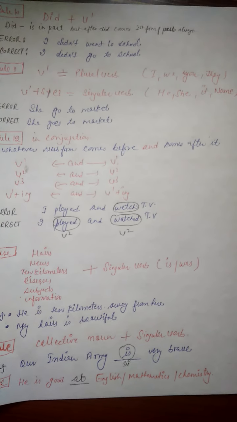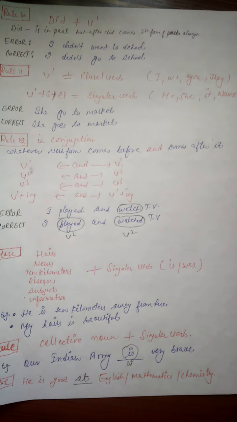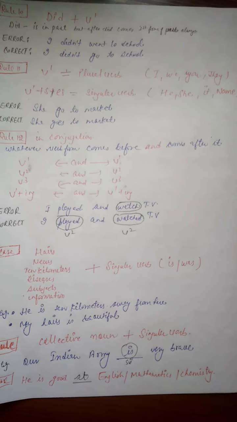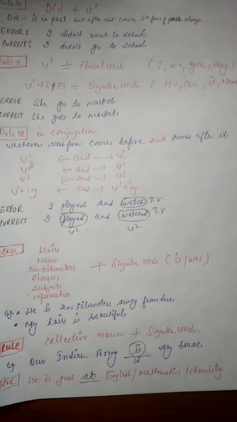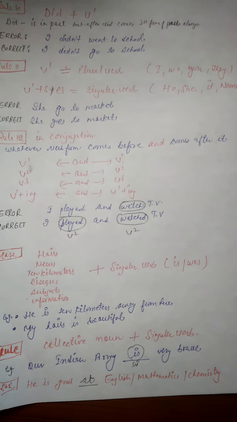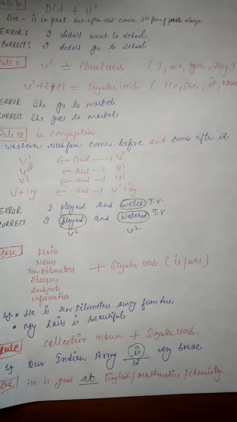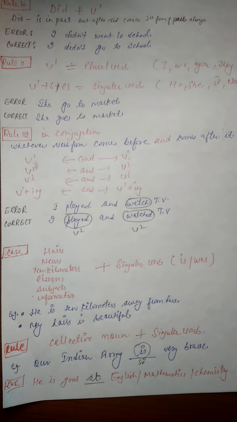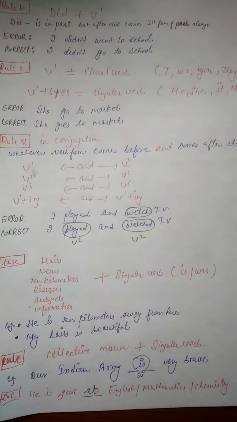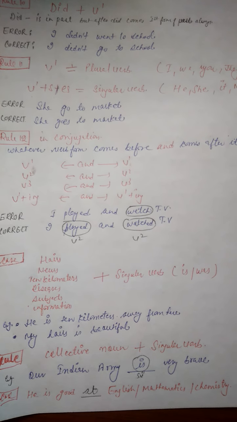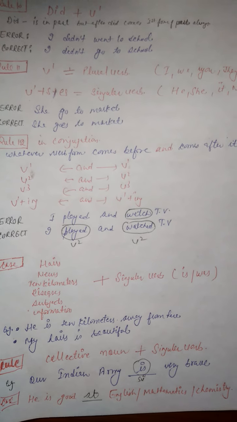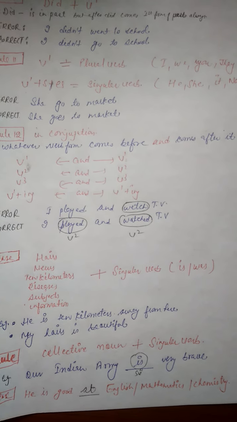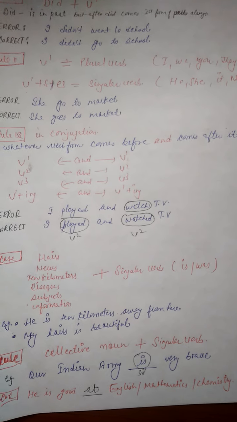Now rule number 10. With did, we use first form of verb. So did is in past. Do, did, done. So did is in past. But after did comes first form of verb always. So here the correct sentence is I didn't go to school. We'll use go because we use first form of verb. So go, went, gone. Go is first form of verb.